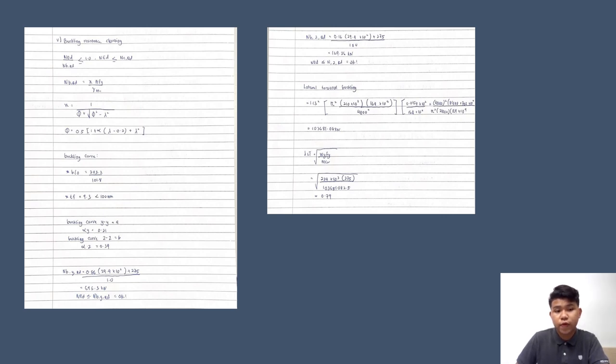For the buckling curve, for the y-axis, we get the answer is 96.3 kN. That means NEd is smaller or the same as Nb,y,Rd, it is okay. Next is Nb,z,Rd. The answer is 129.36 kN. So overall NEd is smaller or the same as Nb,z,Rd, it is okay. For the torsional buckling, we get the answer is 103681.08 kN. That's all for me.